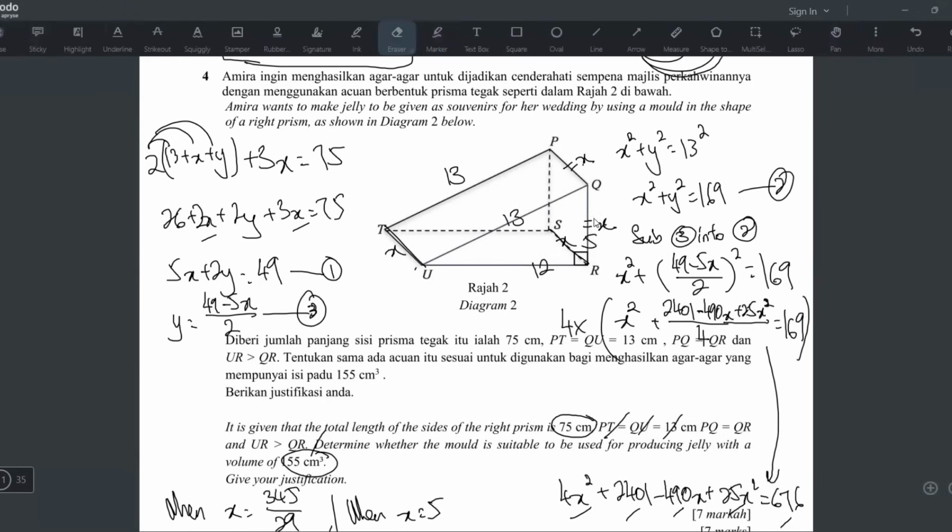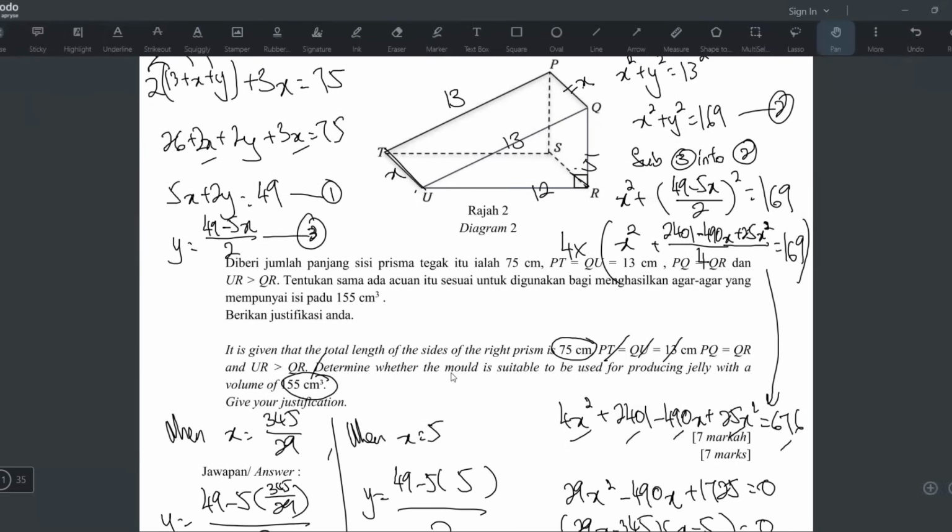Okay, now what can we do? Find the volume, right? Because the question asks to determine whether the mold is suitable to be used for producing jelly with a volume of 155. So now we find the volume, and if the volume is more than 155, then we say yes. Yes, this mold can produce a jelly with volume 155. But if it's less than 155, then that means no.